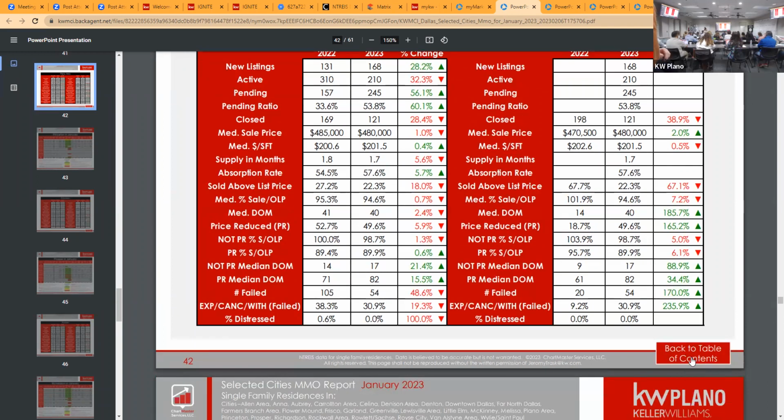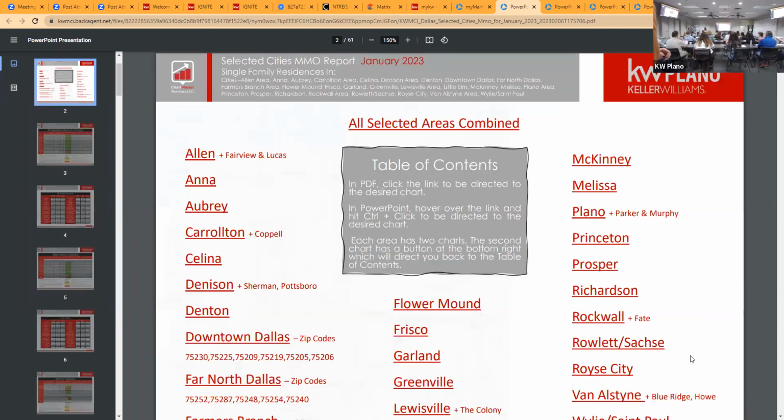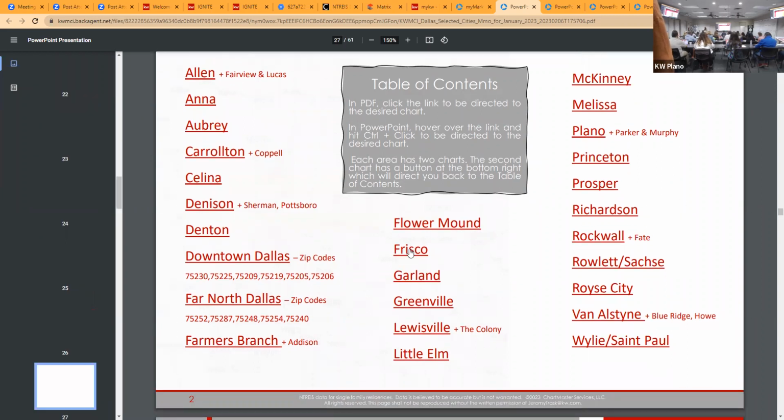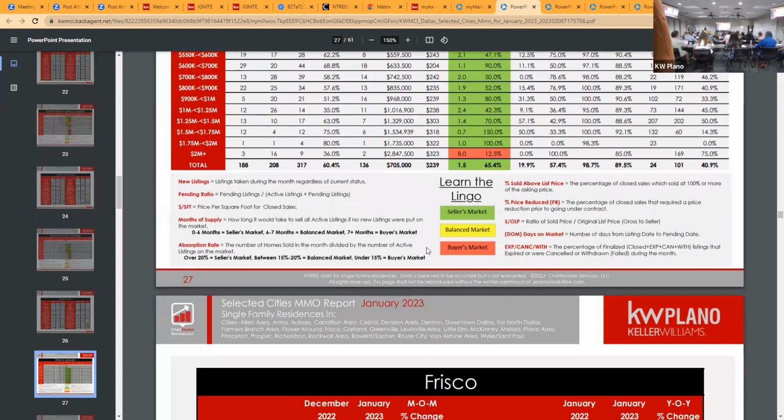If you click this little button right here, back to table of contents, it takes you back to the table of contents. That's in the PDF or the PowerPoint. It takes you back to this page. And of course, if you want to look at other cities, you just click through and look through this.